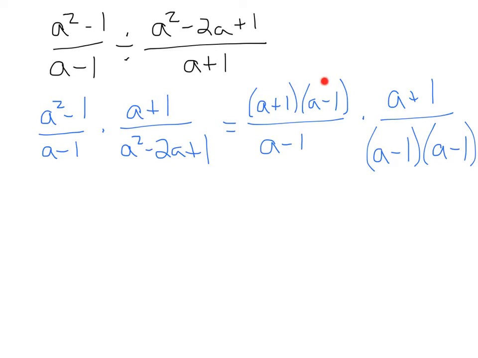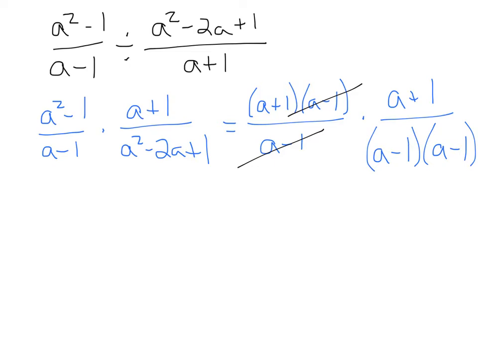Now, everything that's in any numerator can be canceled with anything in the denominators. And so we're just going to go through and we say, well, here's an a plus 1, but there's no other a plus 1, so we can't do anything with that. We have this a minus 1 that we can cancel, and it doesn't really matter which a minus 1 you cancel. And there's nothing else that we can do on this one.